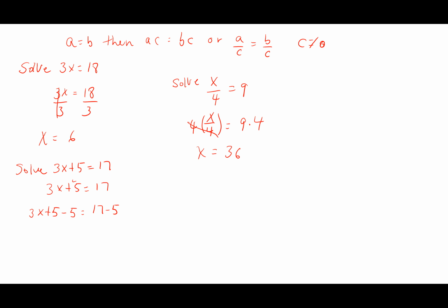Okay, so that's going to go away. So you're going to have 3x equals 12. Now we do the division part. So 3x divided by 3 equals 12 divided by 3. Again, whatever you do to one side, you have to do the other. So x equals 4. Okay, so first you do your addition or subtraction, and then you do your multiplication and division.